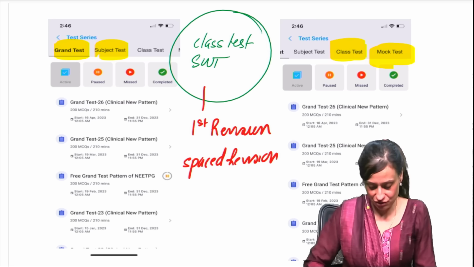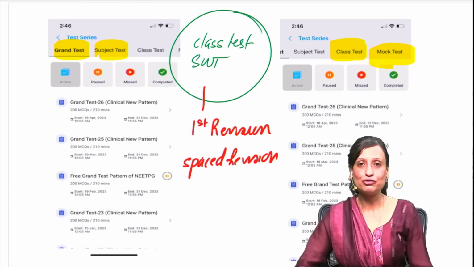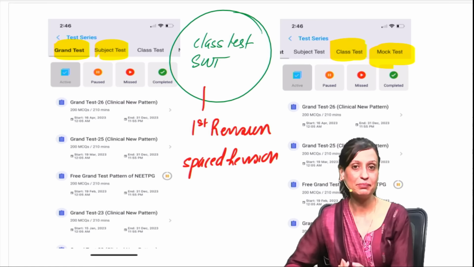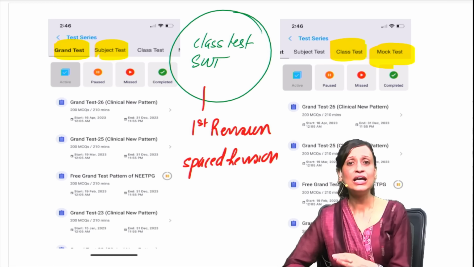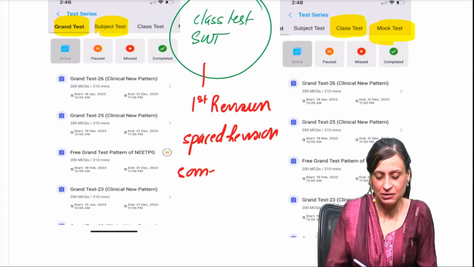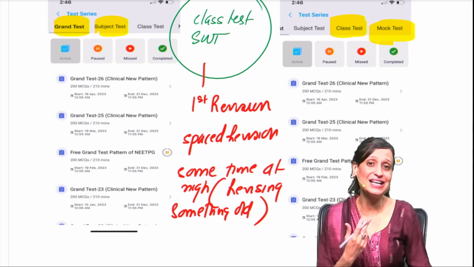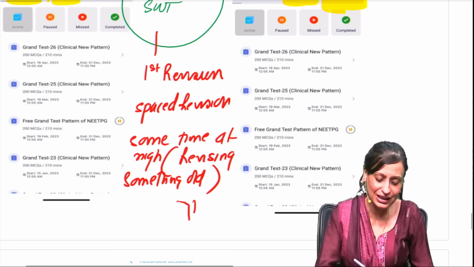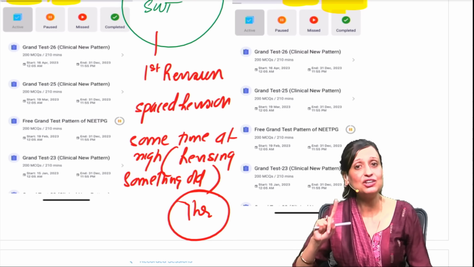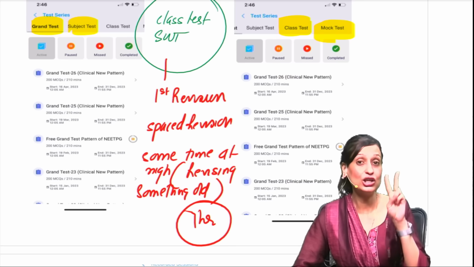And for this spaced revision, I want you to use the SWTs and the class test papers. So for example, today whole day, I was studying for my primary test. Let's say it was surgery and I am done for the day for surgery. Please spend some time at night, before you sleep, for revising something old. So this time span can be as little as 1 hour. So let's say every day at night, I'm going to dedicate 1 hour to revise something old. How do I do it? So there are 2 formats.